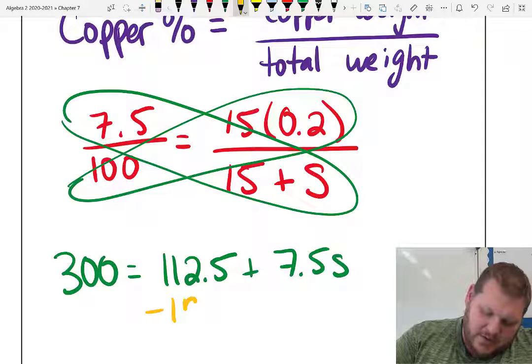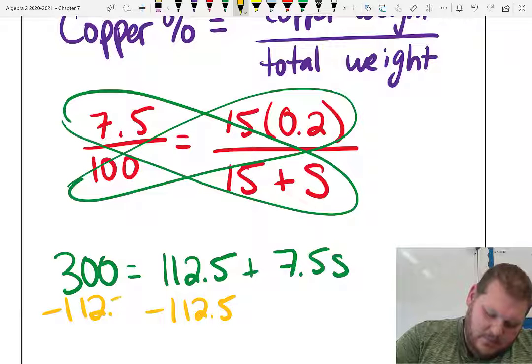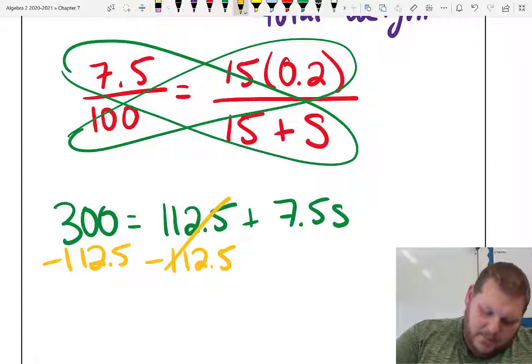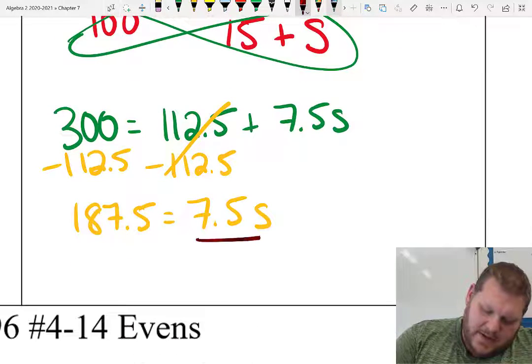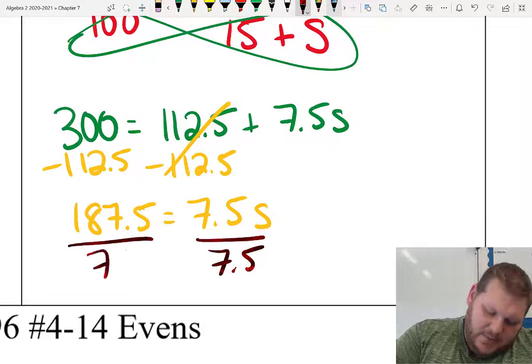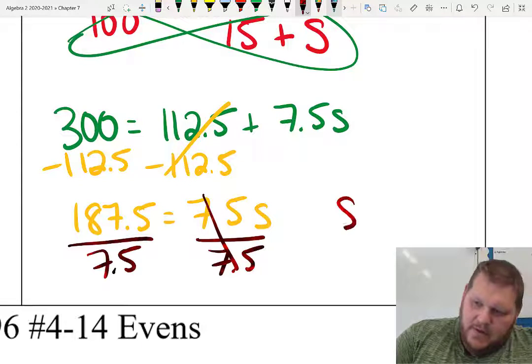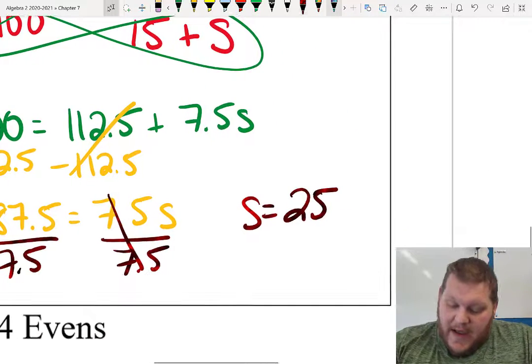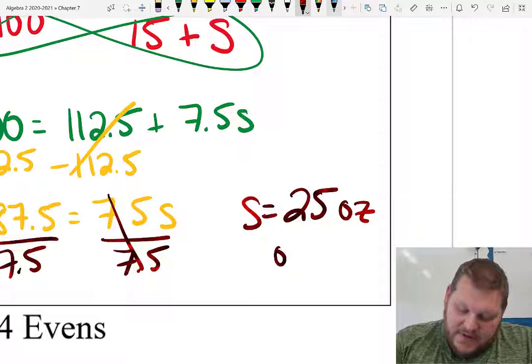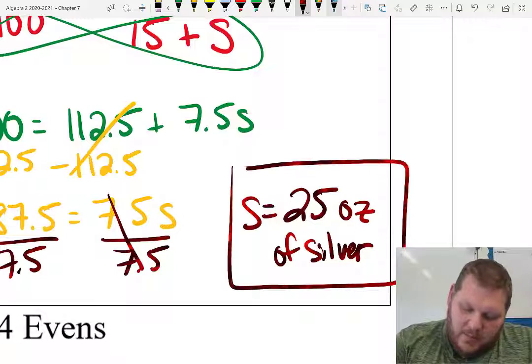So minus my 112.5 from both sides gives me, what is that? 187.5 equals 7.5s. So I divide by 7.5 on both sides, and we end up with 25. So we need to add 25 ounces of silver to that mixture in order for it to become sterling silver.